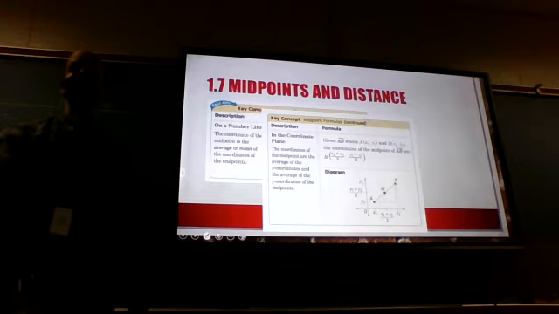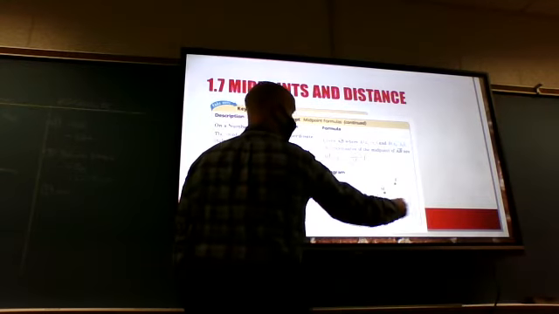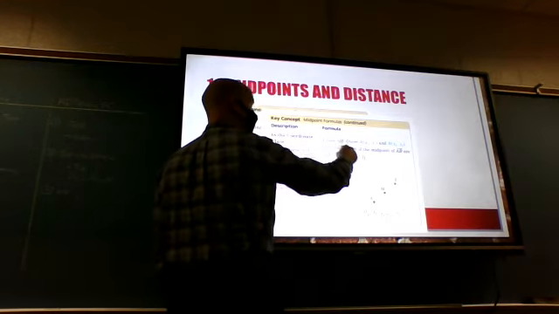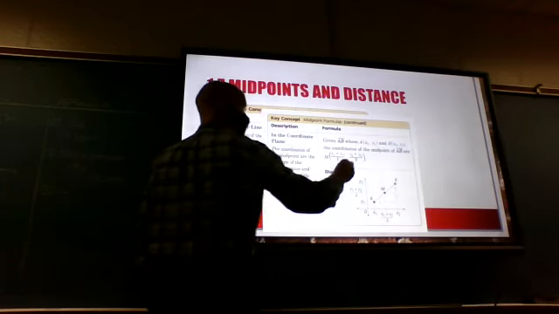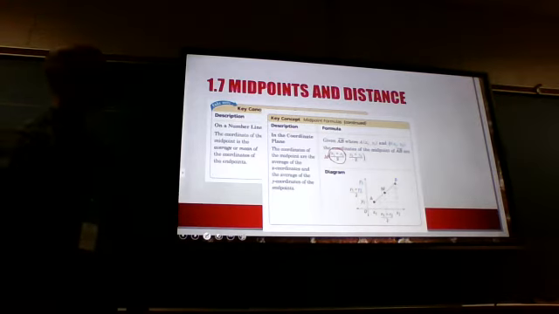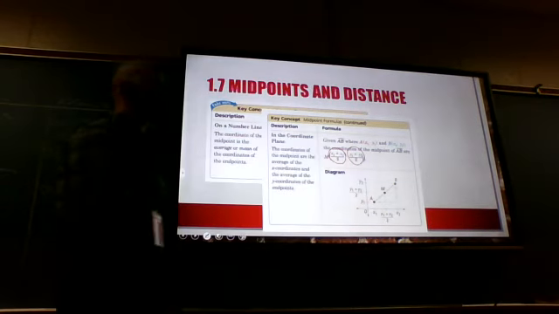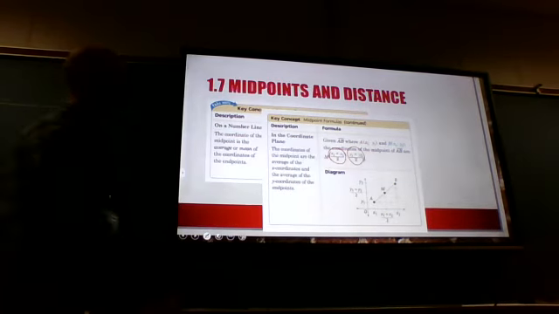We can extend that into the two-dimensional coordinate plane like this, where there's an x-axis and a y-axis, and we do the same thing. We just do the average of the x-coordinates. That'll give us the x-coordinate of the midpoint, and we can average the two y-coordinates. So it's really just an extension of what we just saw.